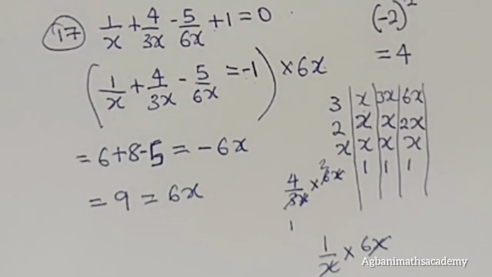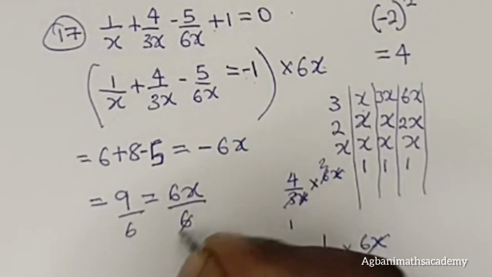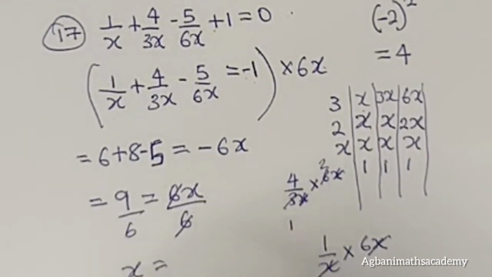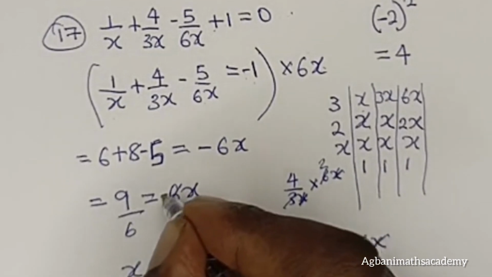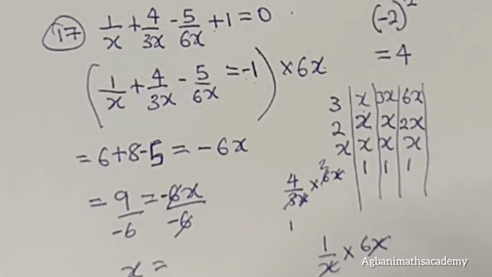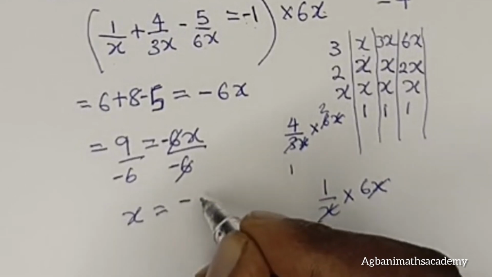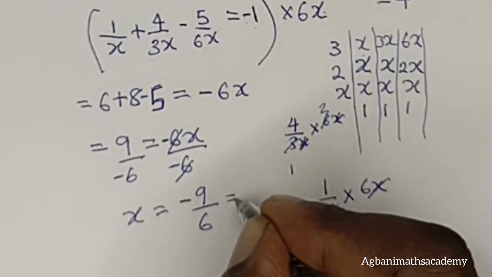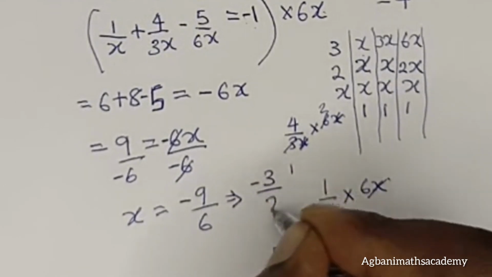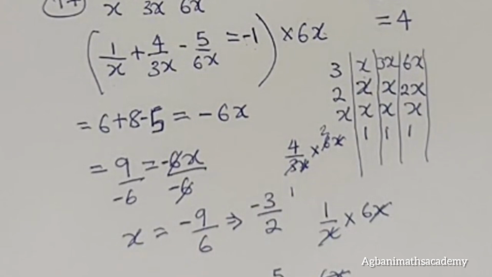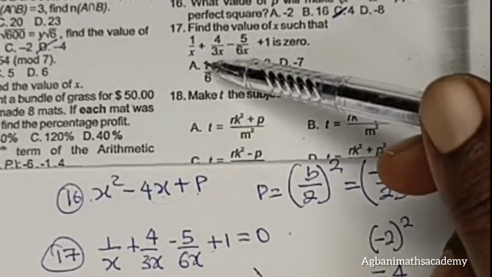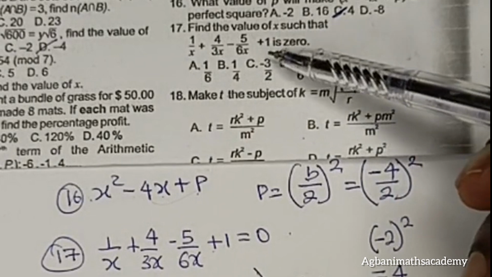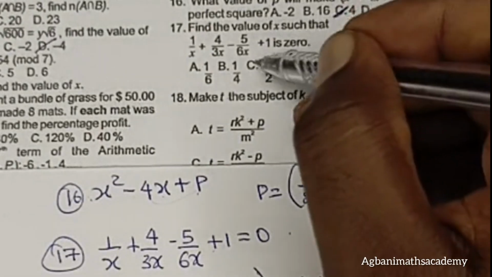So dividing both sides by, sorry, we have minus here. Dividing both sides by minus 6. So x is equal to minus 9 over 6. But we can rewrite it as x is equal to minus 3 over 2, because 3 can cancel both 9 and 6. If you look at the options here, we have 1 over 6, minus 1 over 4, minus 3 over 2. So minus 3 over 2.